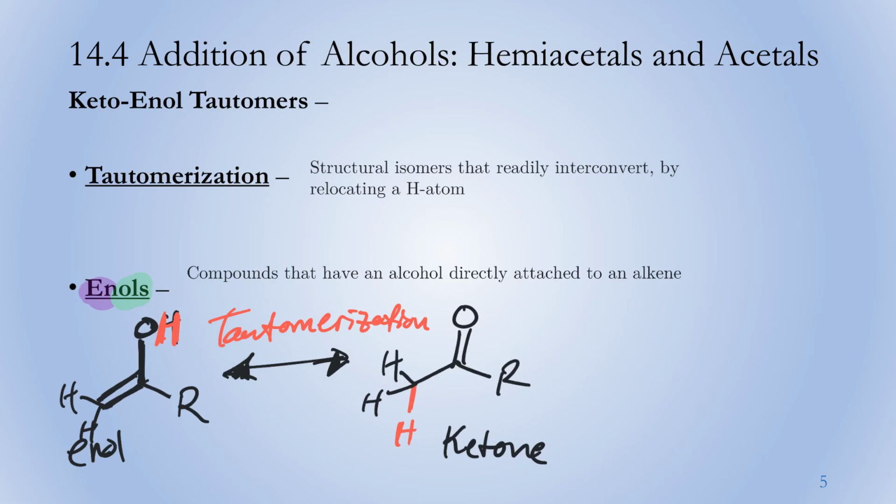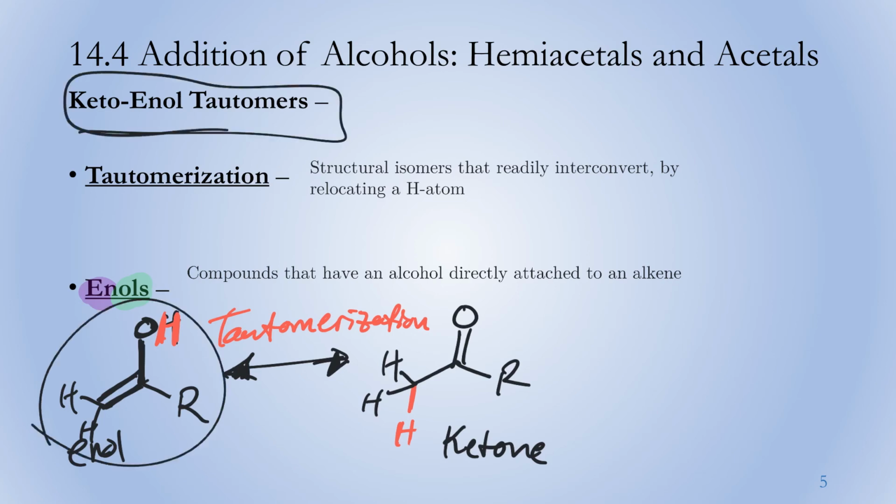tautomerization process, and that's where the term keto-enol tautomers comes from right there. So both of these, this one and this one, are tautomers of each other. They interconvert through a process called tautomerization.